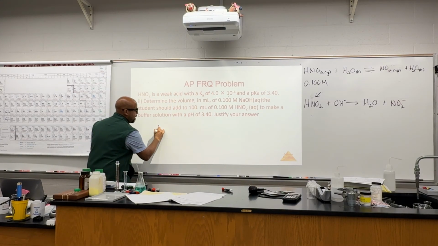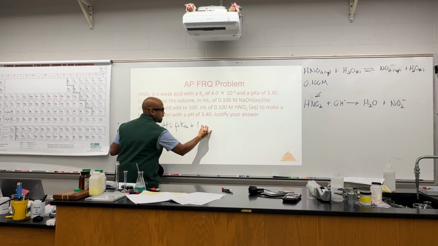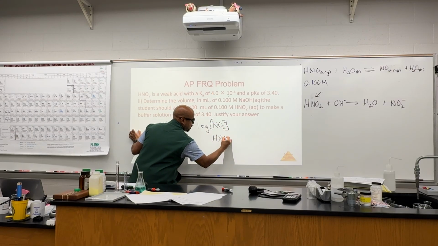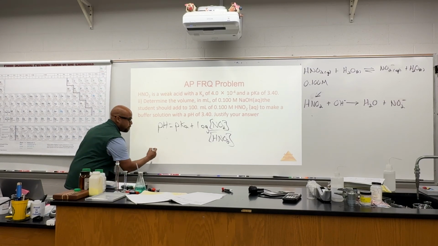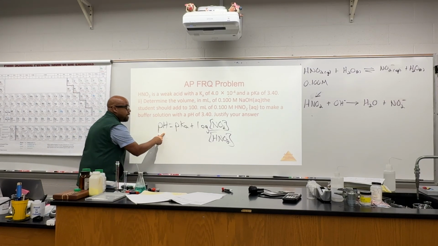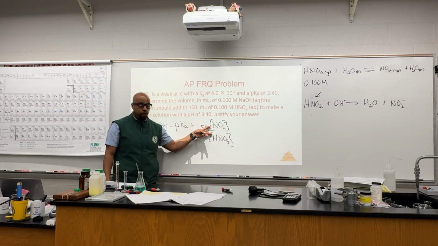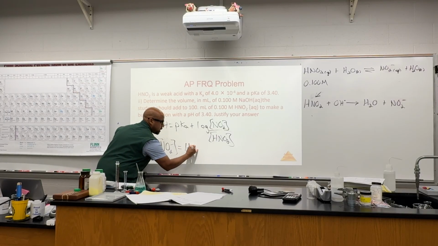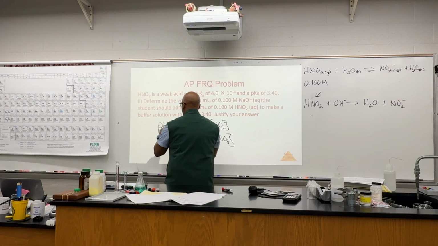Well, if you think about it, they already told me the Henderson-Hasselbalch equation: pH equals pKa plus the log of the concentration of NO2 minus divided by HNO2. In a sense, what they just told me is they want the pH of the buffer solution to be 3.4. The pKa is 3.4, which means they want these two concentrations to be equal. So I just need to make sure that the NO2 minus concentration is equal to the HNO2 concentration. As long as those two concentrations are the same, I get this here.